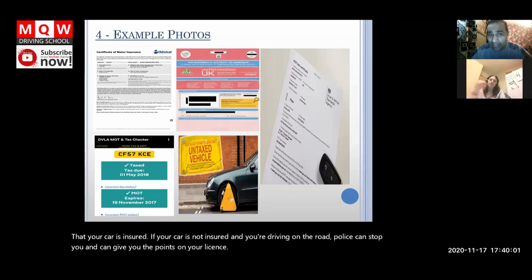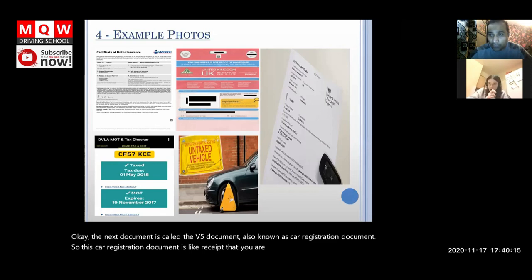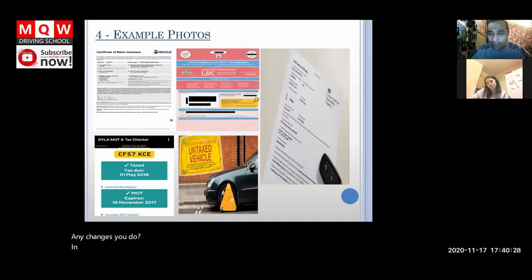Okay. The next document is called the V5 document, also known as the car registration document. So this car registration document is like a receipt that you are the owner of the car. So whenever you buy a new car, they will give you this paper as a proof that you are the owner of the car. Any changes you make on this page, you must tell the DVSA.